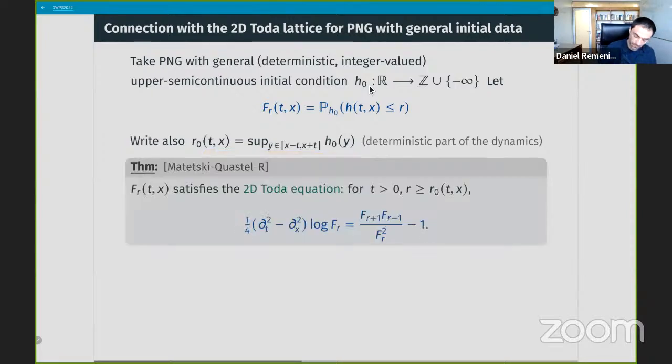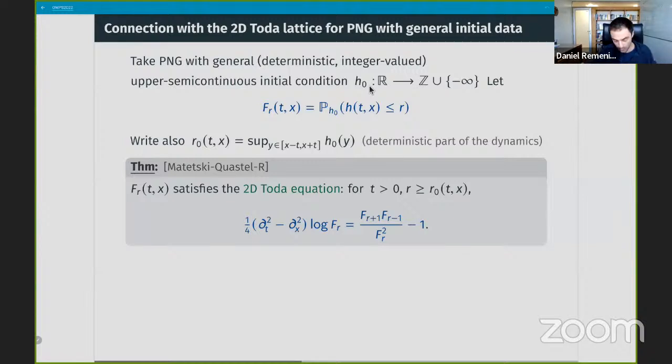And the theorem is the following. This is joint with Konstantin and with Jeremy. It's still in progress, but hopefully to be posted very soon. So the result we have is that F, this distribution function, satisfies something called the 2D Toda equation. Okay, so for positive t and for r above this r zero that I introduced, this is the equation that F satisfies.